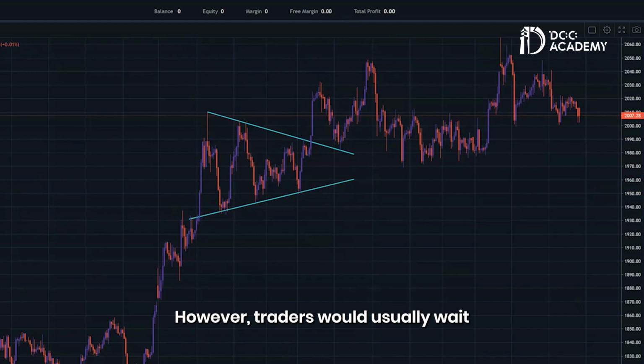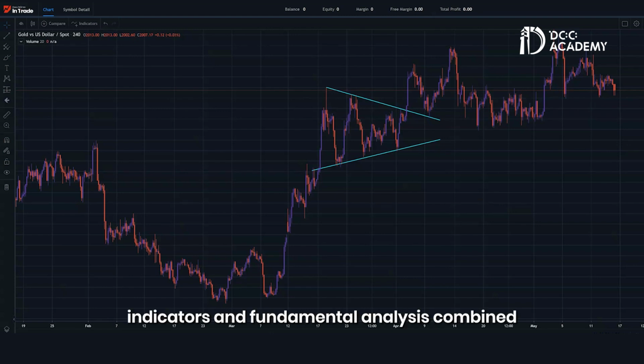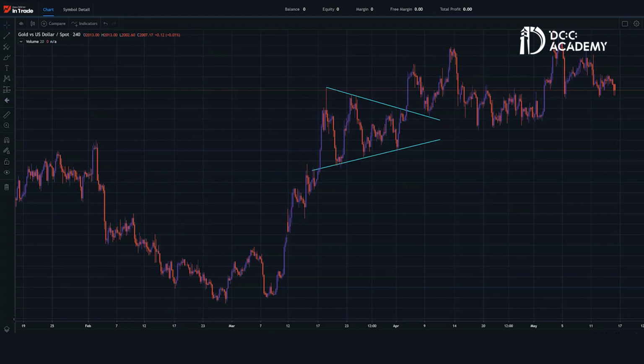However, traders would usually wait for a retest of the breakout level to confirm the validity of the breakout. This occurs when the price returns to the breakout level, which will now act as a support level, and bounces off it, indicating that the level has held, and a bullish trend may continue. Therefore, traders usually use other technical indicators and fundamental analysis combined with retests to confirm the breakouts and avoid false signals.